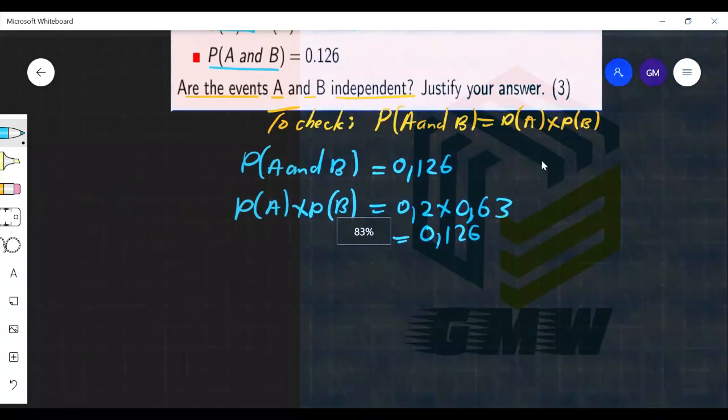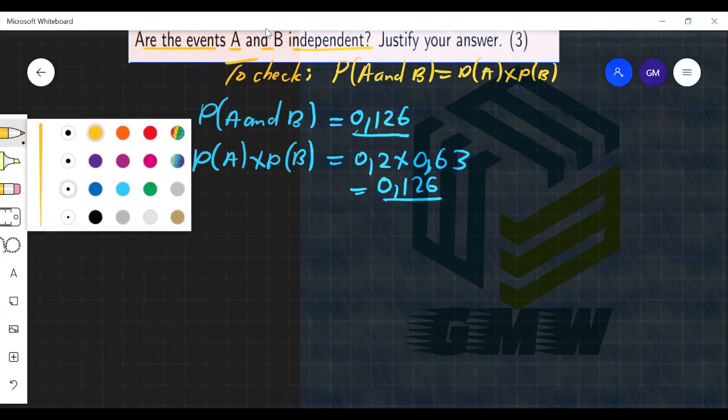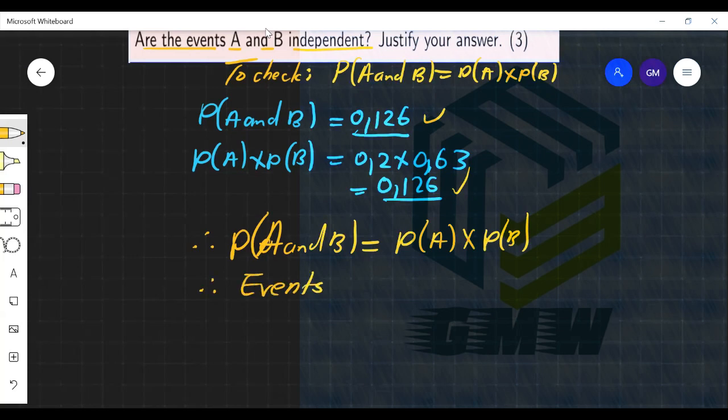So here is what we will now observe. We were given that probability of A and B is 0.126, but we did a product separately. What do you notice about the answers? They're the same. So now it is safe to say, therefore, probability of A and B is equal to probability of A times probability of B. We are now writing this because the calculations have shown us. Therefore, events are independent. Are you there now? Yes.